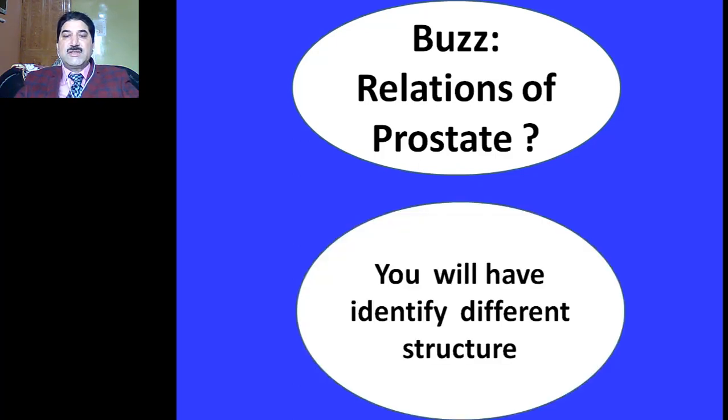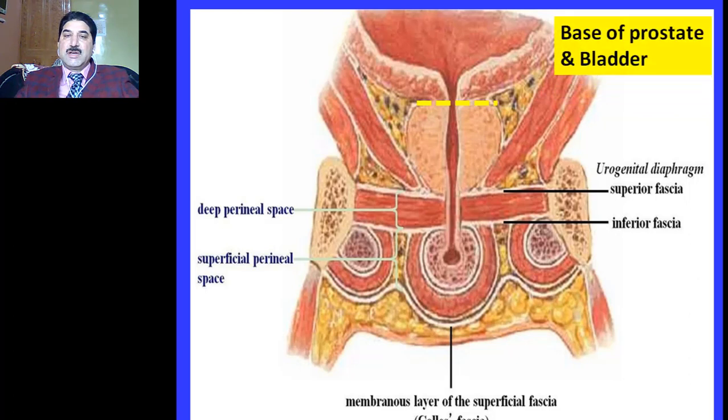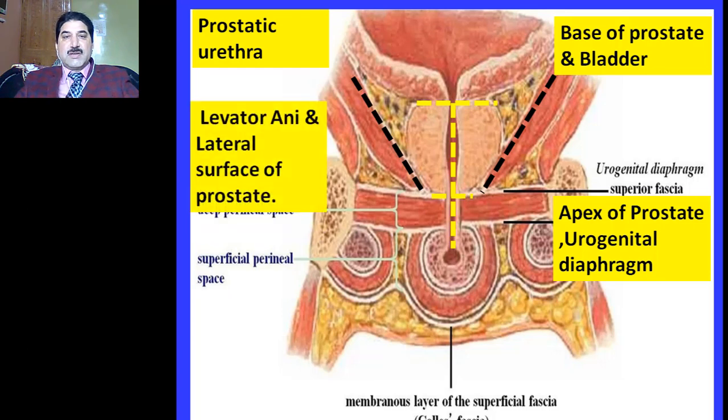You will have to identify the different structures which are given in the diagram. This yellow dotted line represents the base of the prostate. It is superiorly related to the neck of the urinary bladder. Again, this dotted line represents the apex of the prostate, which rests on the urogenital diaphragm. This line represents the prostatic urethra, which tunnels through the prostate. These two black lines represent the levator ani muscle, which is related to the lateral surface of the prostate.